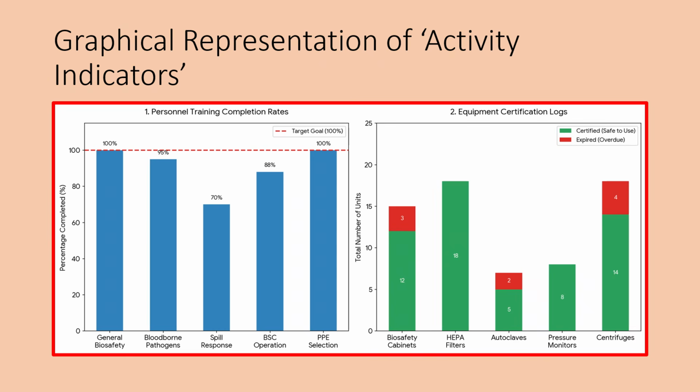prevent future incidents. The second activity indicator is equipment certification logs. This chart displays physical hardware safety counts by categorizing machinery into green, it is certified, or red, which is expired. It lets facility personnel immediately identify that 3 biosafety cabinets, 2 autoclaves and 4 centrifuges are currently overdue for mandatory safety maintenance and calibration.